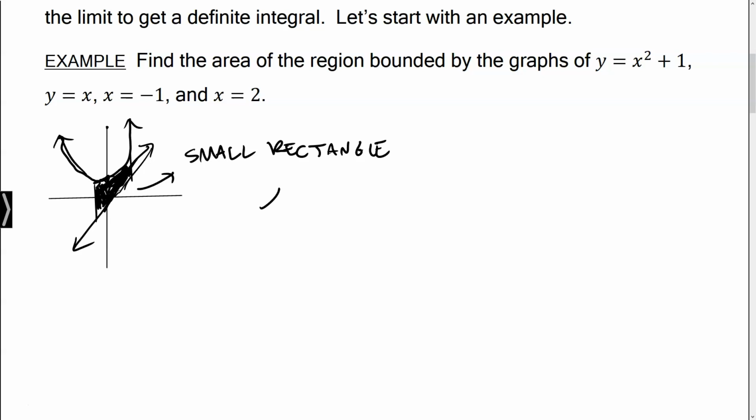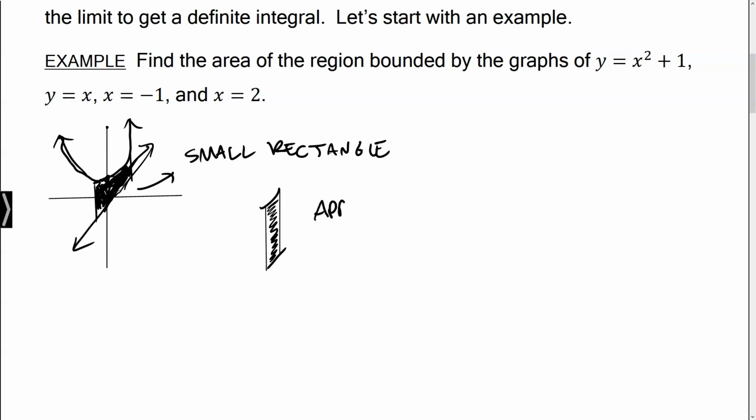Let's say it looks like this. So that's going to be the parabolic part up top. There's a straight line segment on the bottom there. And we're thinking about it's going to be very thin, so something like this. Okay, so we want to know what's this area.